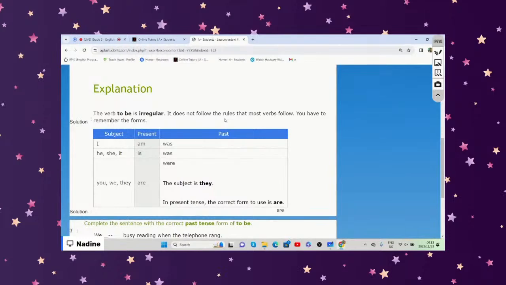Remember when we say the verbs are irregular, then it means that they do not follow regular verb forms or regular rules like other verbs do. So it doesn't follow the rules that most of the verbs follow. You just have to remember the form.